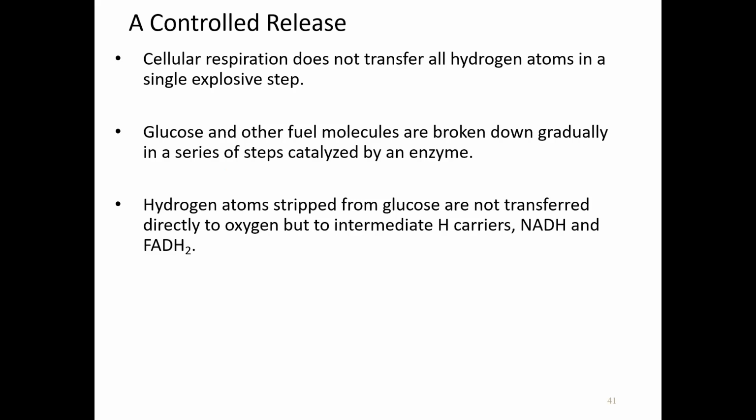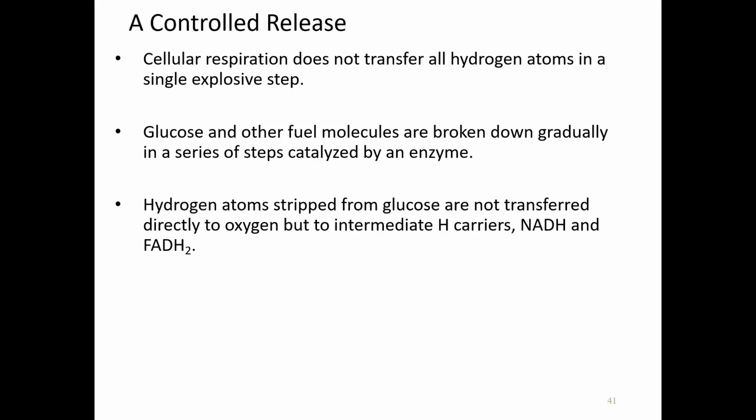We break down our glucose slowly. We use enzymes so that we can catalyze every step along the way. We strip away the electrons. We pull their hydrogens with them, because hydrogens are positively charged and electrons are negatively charged, because the hydrogen ion is just a proton. Glucose has 6 carbons, 12 hydrogens, and 6 oxygens. Every time we pull off an electron, one of the hydrogens is going to come with it.